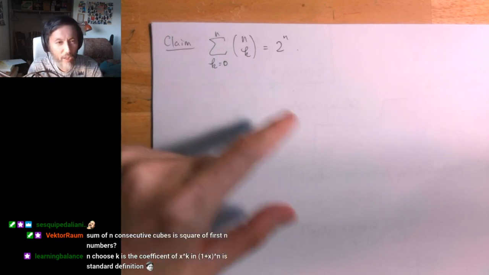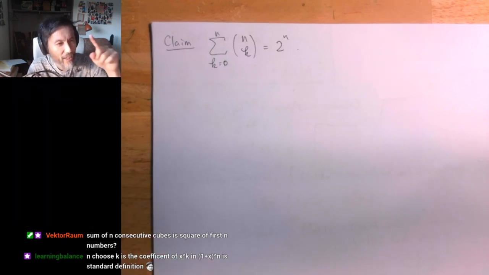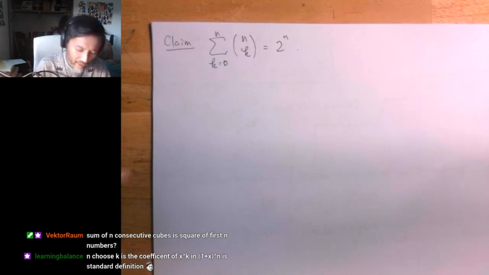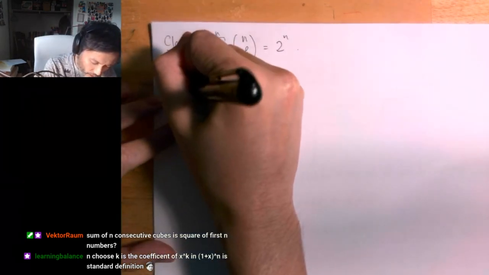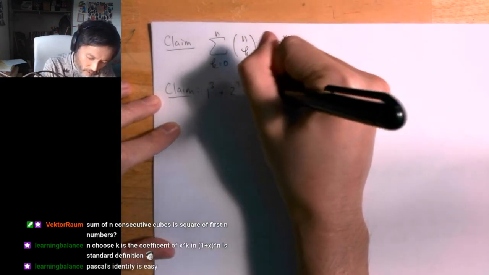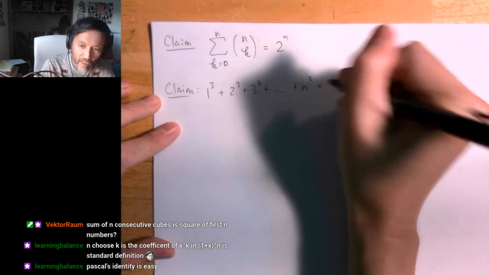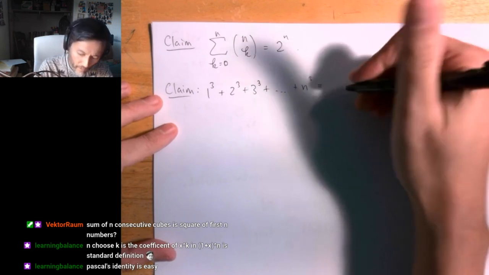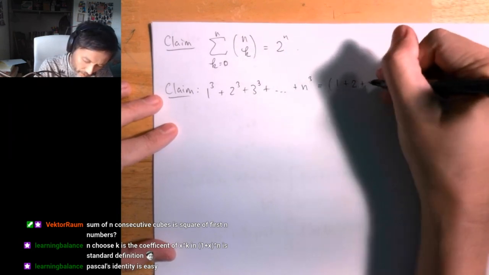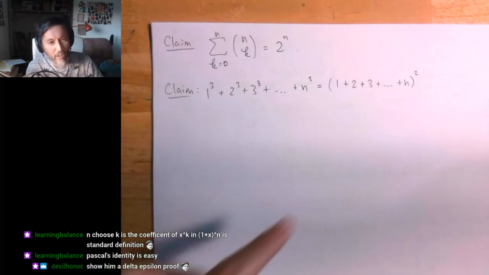But all of these also feel much harder or much easier than that thing. What is that thing? Induction. Wait, is that easy? So claim. Is it even true? Claim: 1 cubed plus 2 cubed plus 3 cubed up to n cubed is equal to 1 plus 2 plus 3 up to n, squared. Is that what you're saying?